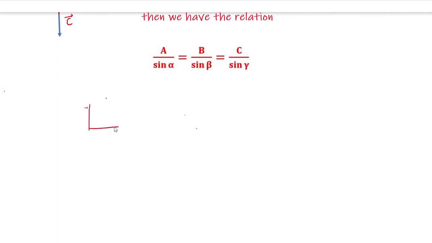Since if we have two forces, the resultant of these two forces will lie in the same plane. And to counter this resultant force, the third force must lie in the same plane, in the opposite direction, and must go to the same point.